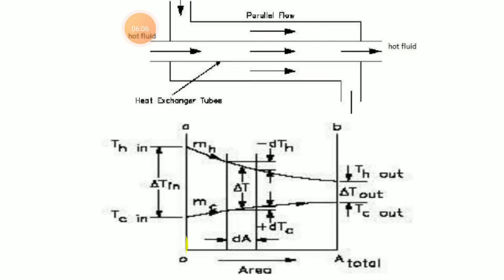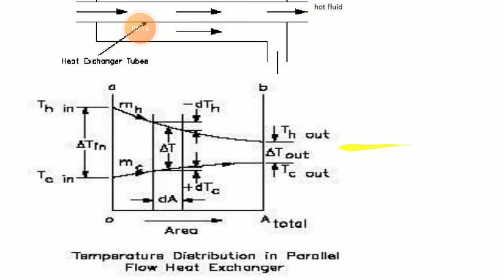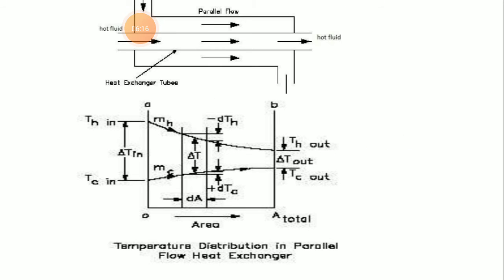So in the figure, delta TH, delta T in and delta T out are shown. Here it is delta T in and here it is delta T out. The temperature of hot fluid decreases and that of cold fluid increases. Both curves show this. Now let us consider an elementary cross sectional area dA. We will focus on this area only.